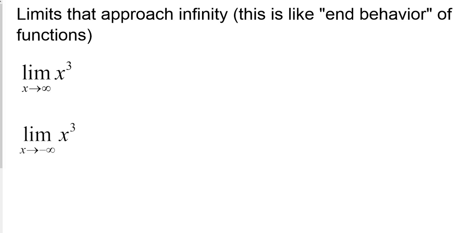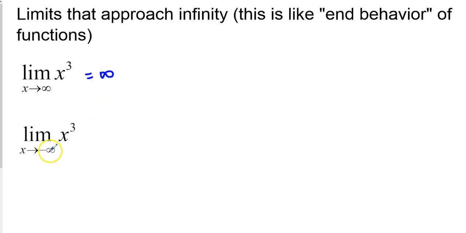And you can kind of think of these like the end behavior of a function. So when we say, what's the limit as x approaches infinity of x cubed? You think, okay, if I substitute in a really large number and cube it, what's that going to end up being as x gets really, really big? And hopefully you think, okay, that's just going to be infinity, right?